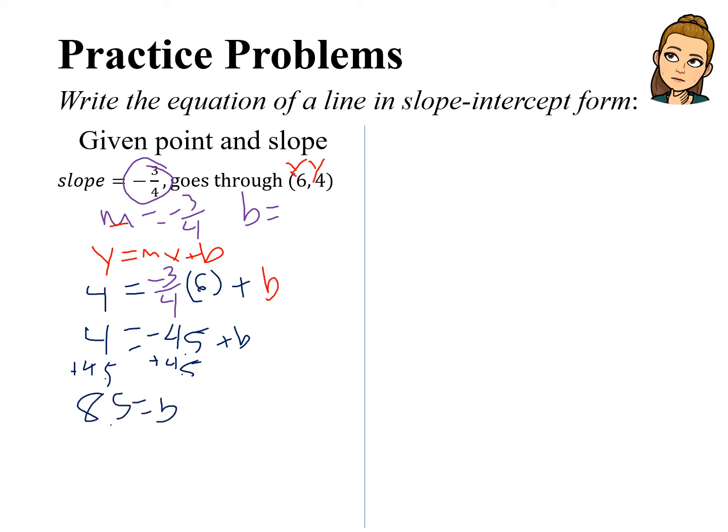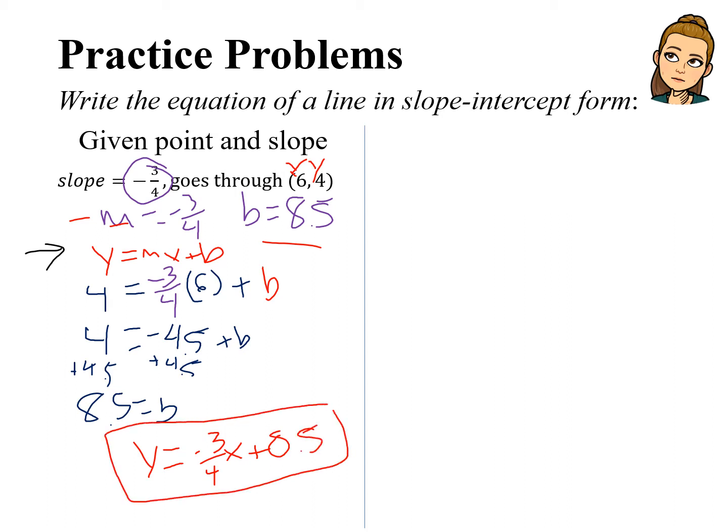So now I can go back to my original spot here, and I have b is 8.5. The last step that I need to do is I just need to plug back into that idea of y equals mx plus b. So my final answer is going to be y equals my slope of -3/4 x plus my y-intercept, 8.5. I can take a point and a slope and write my linear equation.